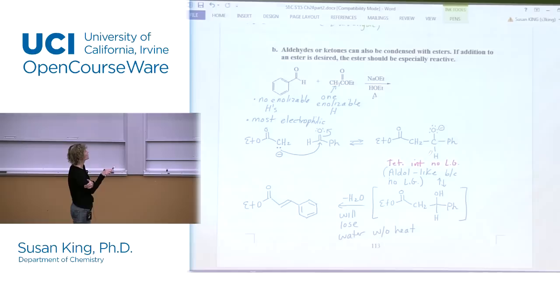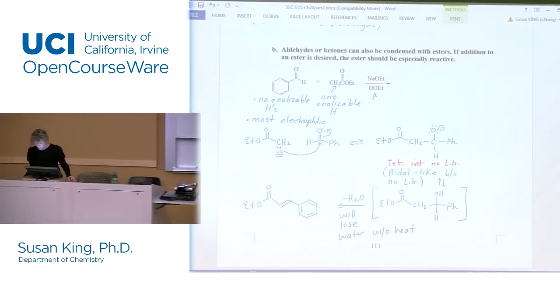Because this is actually more like an aldol rather than a Claisen. What would happen if I added sodium hydroxide to that? What chapter 22 reaction is going to happen? Saponification of the ester. You won't get condensation. You're going to get hydrolysis of the ester to a carboxylate, and then that's going to be the end of it. So in this case, we're going to protonate with ethanol rather than water.